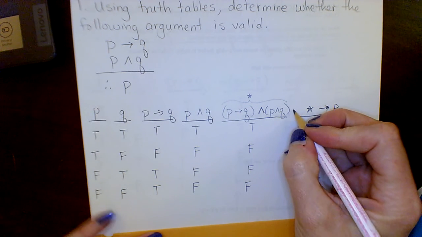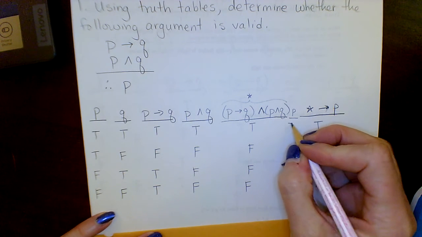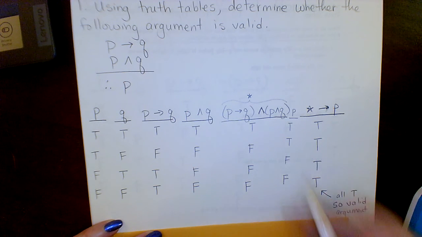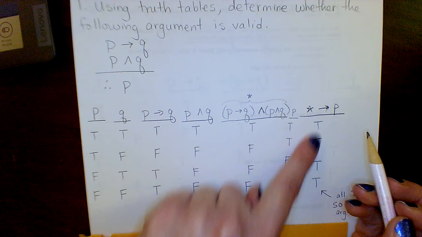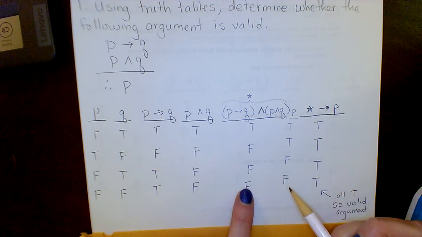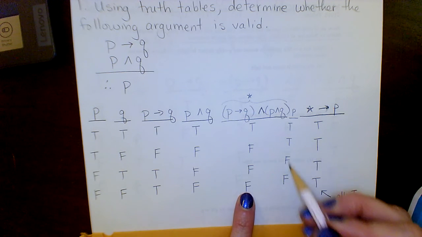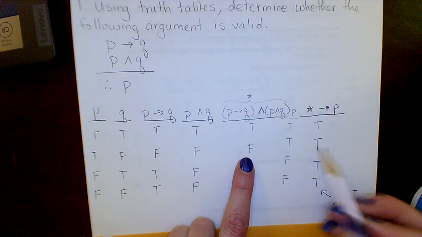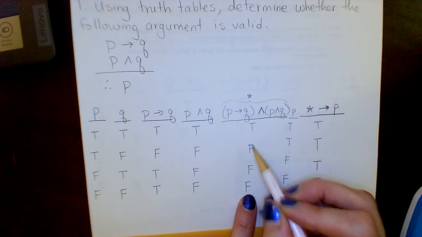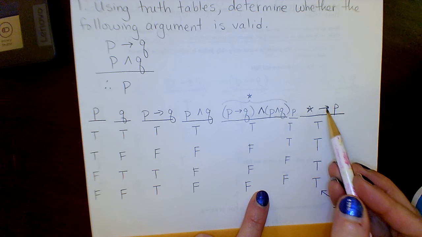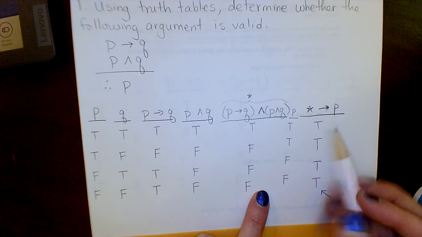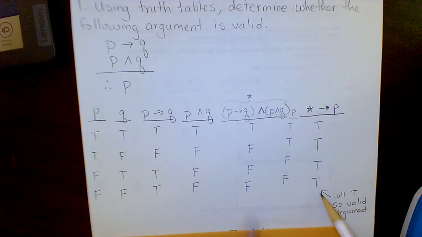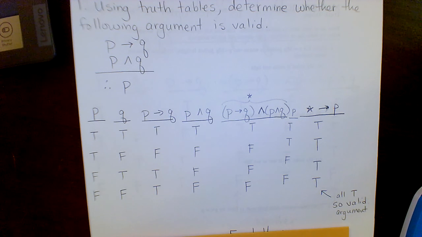Now, here's what I didn't write. If I wanted to rewrite column P over here, I could, just so I have them side by side. So this column right here comes from doing the conditional statement of this column to P. So true to true is true. False to true, that's okay. False to false, that's okay. So this is just that conditional statement. The only time a conditional is false is when you have true implies false. And we don't have that here. So this is all trues. That means our argument is valid.